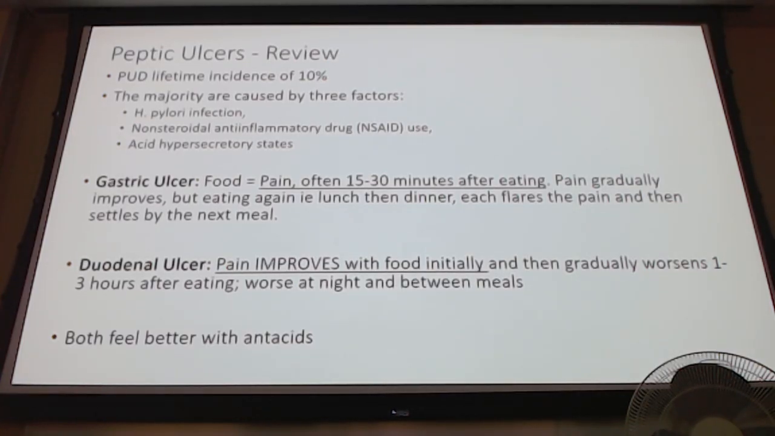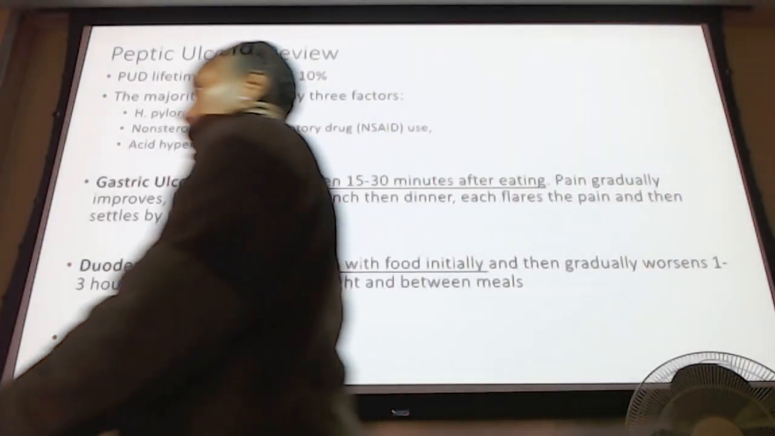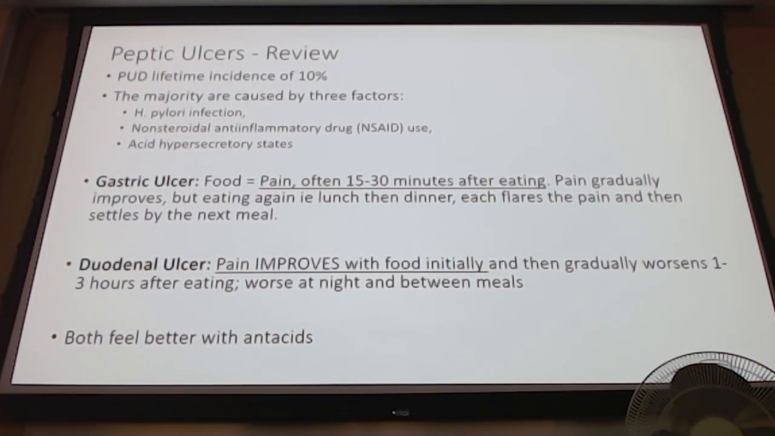Okay? All right, so now we talked about hernias. Now we're going to go into ulcers. Okay? When we talk about gastric and duodenal ulcers, okay, the collective term is peptic ulcer. Okay? Lifetime incidence of PUD is 10%. Okay? Majority are caused by either H. pylori infection, NSAID use, or some sort of hypersecretory acid state. Okay? All right.